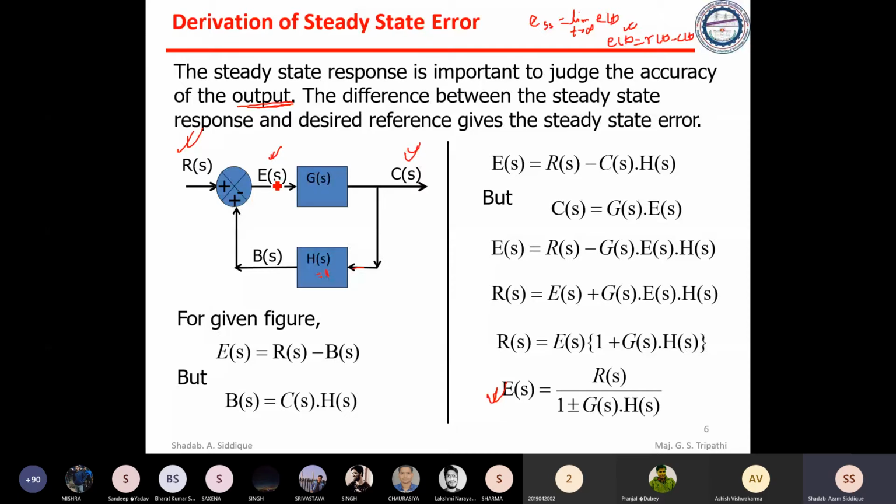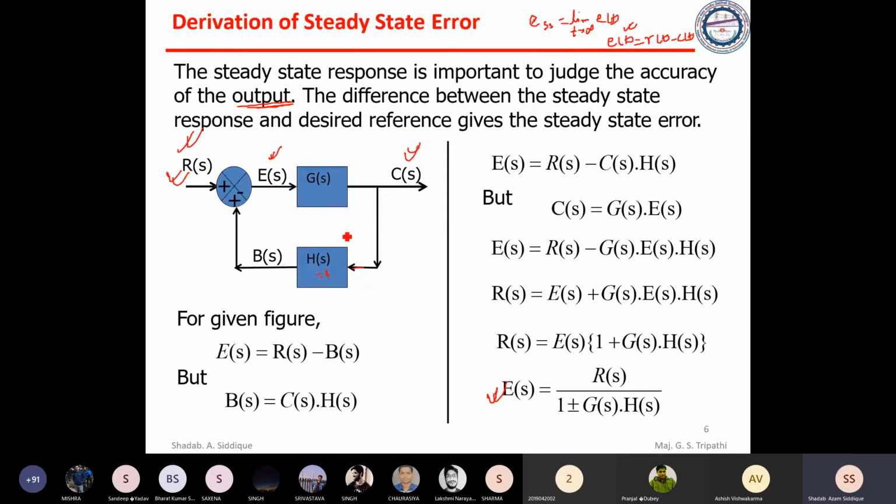That's what I'm telling you, that 2% error is acceptable, meaning we have a tolerance of 2%. Up to 2%, the accuracy will be acceptable. If the error is more than 2%, that means your output is not accurate. So the difference between the steady state response and the desired reference is given by the steady state error. This is the desired reference, and this is the steady state response.